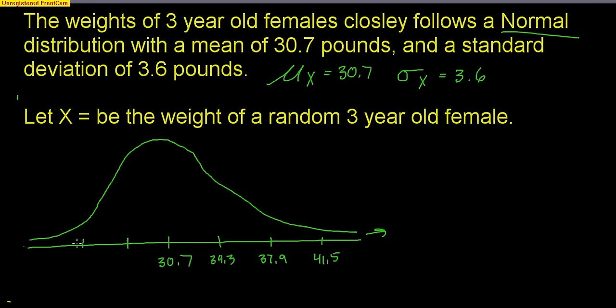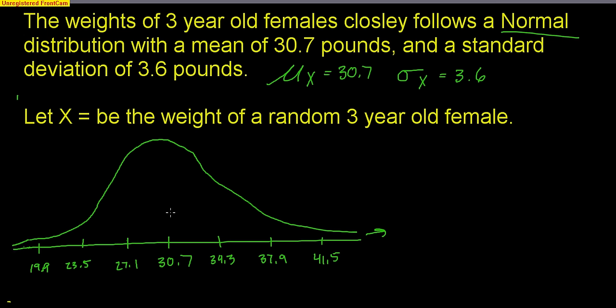So I could also go down 1, 2, 3 standard deviations. So 30.7 minus 3.6 takes me to 27.1. Minus another 3.6 takes me to 23.5. Minus another 3.6 takes me to 19.9. And again, it is possible that a 3-year-old girl could weigh less than that, but that would be very, very, very rare and unlikely.